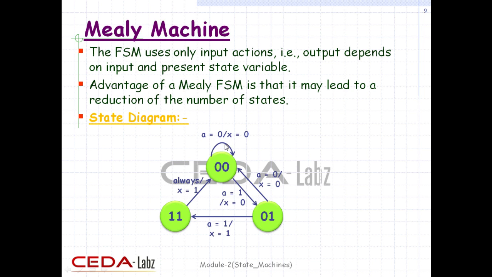Refer to the diagram. At state 0,0, when input A is 0 and output X is also 0, the state transitions to itself. And it transitions to 0,1 when the input is 1 and the output is 0. Similarly, the second state, 0,1, transitions to 1,1 when input A and output X are both 1, but transits to 0,0 when both are 0. For state 1,1, whatever the input, the output will be 1, and it will transit to state 0,0.